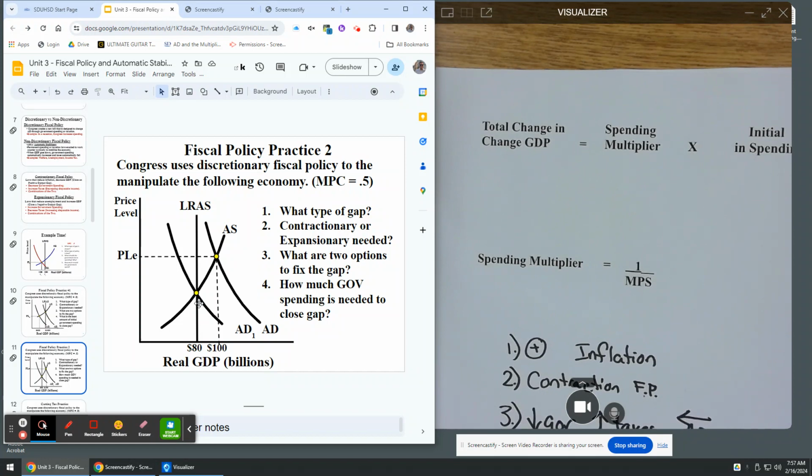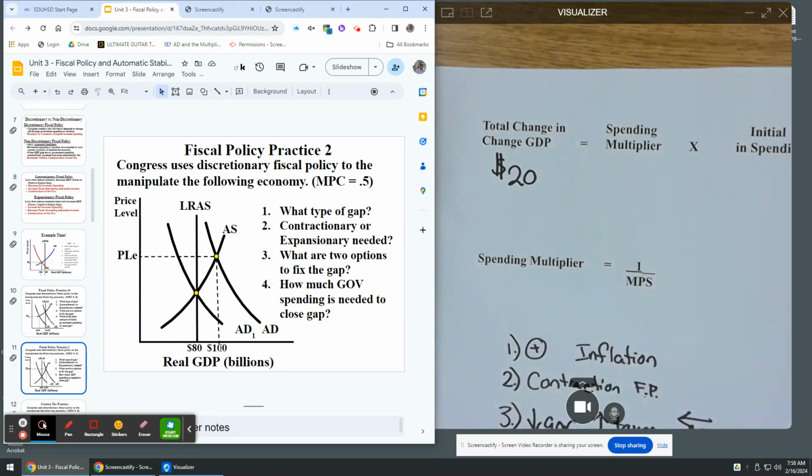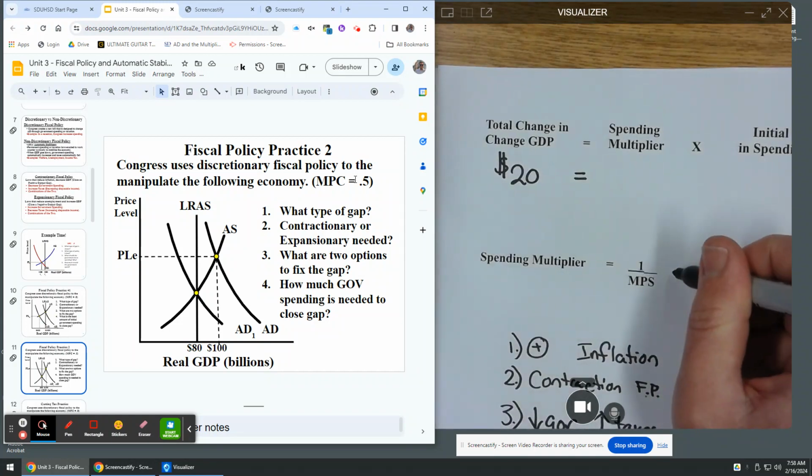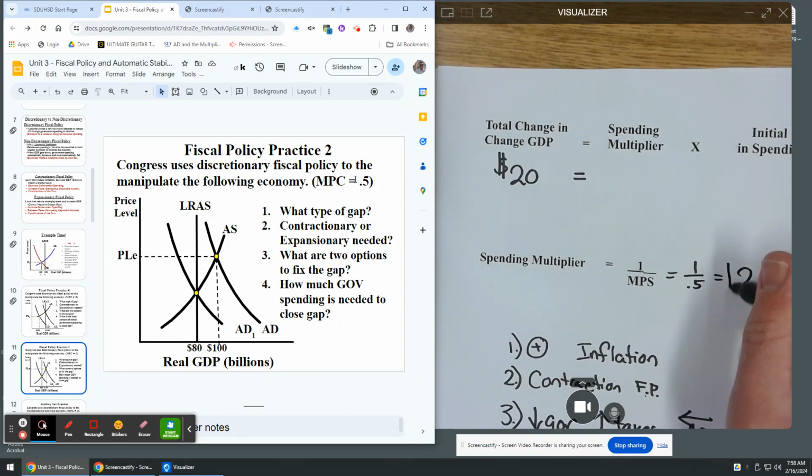This time, let's address what is our gap. We're currently operating at $100 billion. Our real GDP is 100 when it should be 80. So now I have a positive output gap of $20 billion that I'm going to need to address. I'm going to need to solve for my spending multiplier. Given an MPC of 0.5, my MPS would also be 0.5. So in this case, my multiplier is going to be 2.